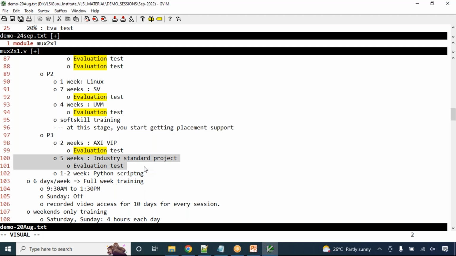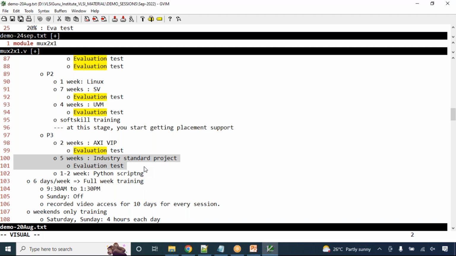In one case, a big services company hired from various institutes. Okay, I can't name that company. Almost 20-30 people, and we are running a dedicated SVUVM batch again. So in summary, the depth of the subject we cover will be more.